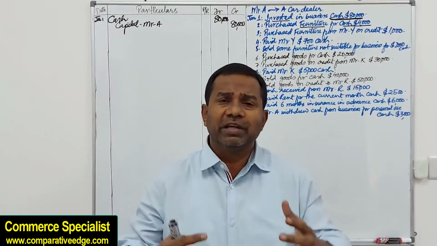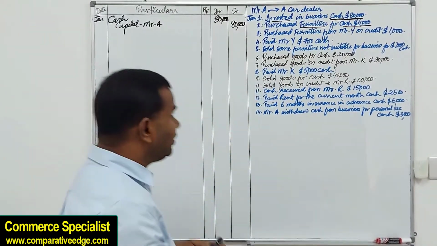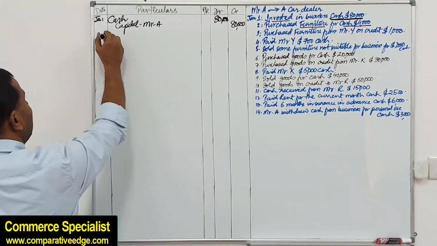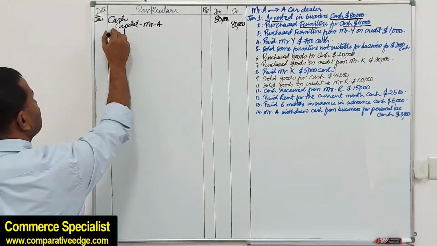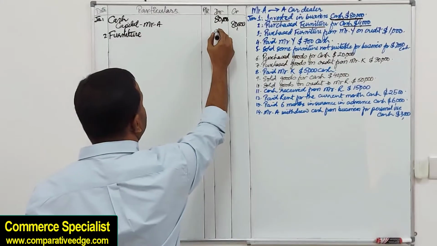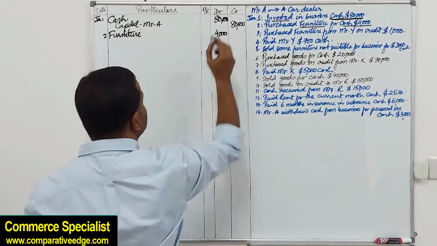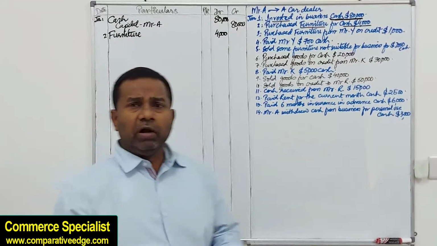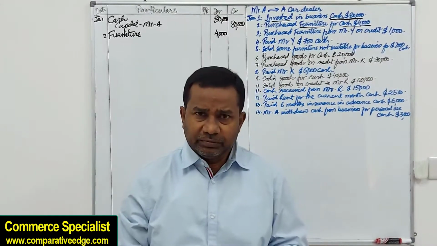0 to 4,000, increase in an asset as per the rules of debit and credit is a debit. So I'm going to debit furniture by 4,000. Reason being increase in an asset. Alright, furniture balance has increased.